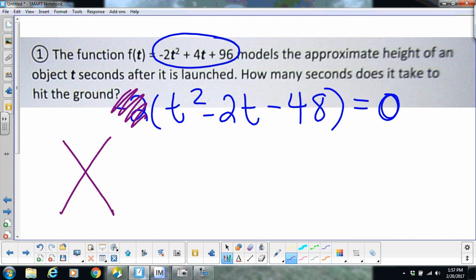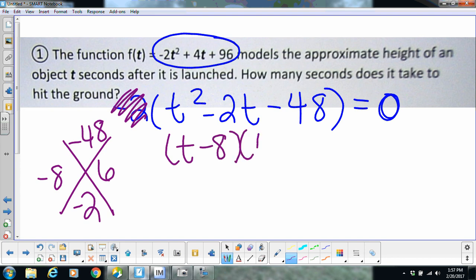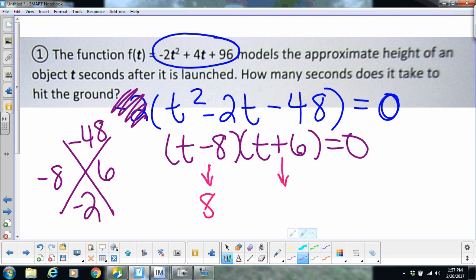So now I need to X-box, and my two side numbers are going to be negative 8 and positive 6. And by doing the opposite now, we know the answers are 8 and negative 6, but since we're talking about time, you can't have a negative time, so our answer is just 8.